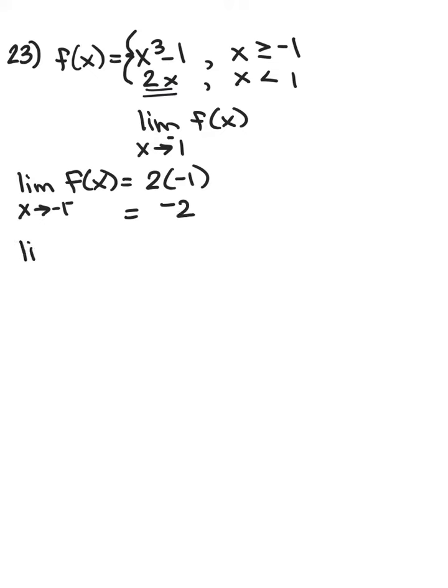Now I'm going to proceed and do the same thing, but this time I'm going to find the limit as I approach -1 from the right of the function f of x. So now, since I want the values greater than -1, I'm going to look at this piece because x is greater than or equal to -1. So I'm going to substitute the value -1 into this expression. So I have -1 cubed minus 1.